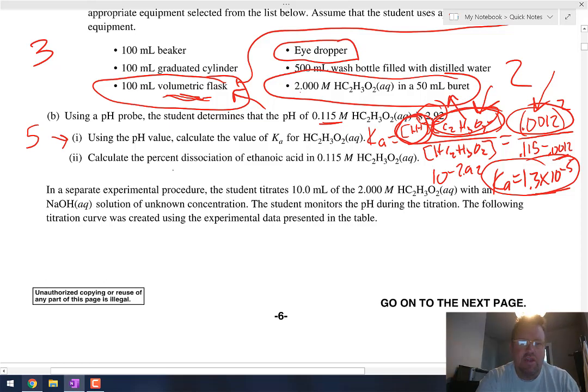Okay, and then it says calculate the percent dissociation. So what percent of that 0.115 dissociated? So we started with 0.115.